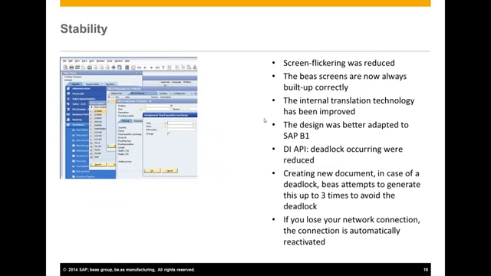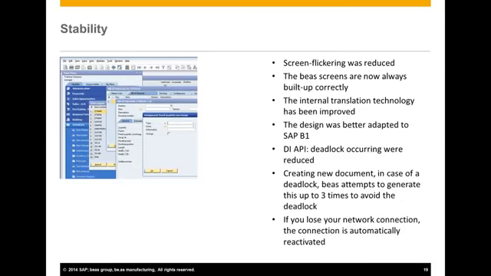Now I'd like us to look at beas stability. In the SAP environment, the screen flickering has been reduced, and also the problem that beas screens were not always built up correctly has been eliminated. The design has been better adapted to SAP, and the deadlock issue has been reduced in many areas.